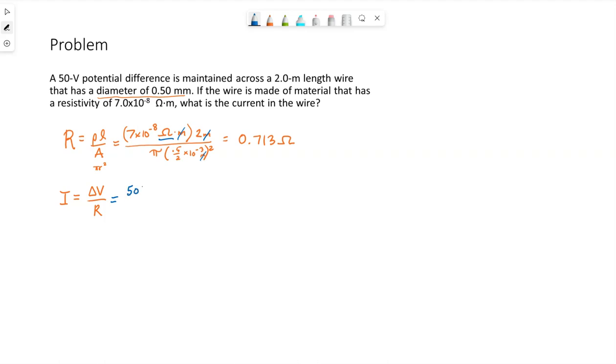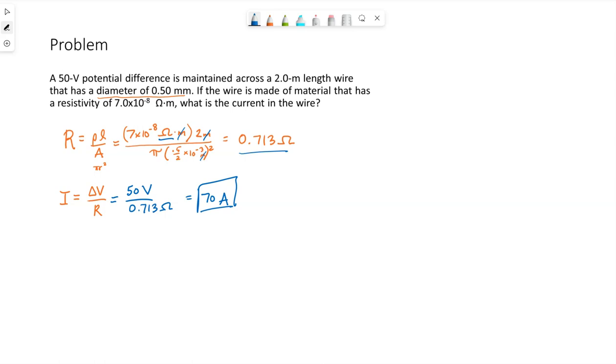To find the current that would flow through it, we take the potential difference that's applied across it and divide by this resistance value. That's 70 amps, rounded to 2 sig figs because that's what we've been given in the problem. That's a lot of current. But it's a lot of current because this is a very small resistance.